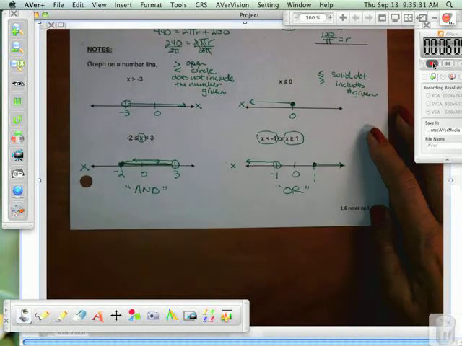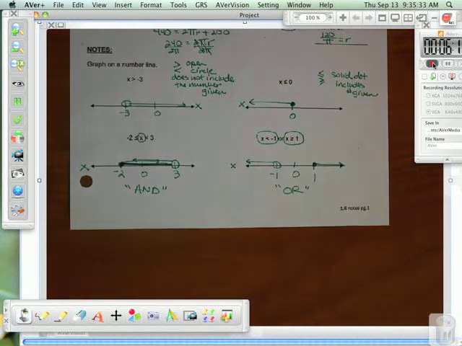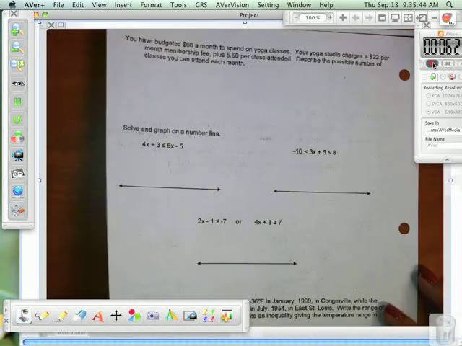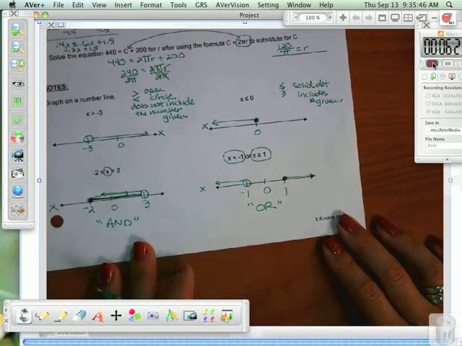And we'll get into more of that in a minute. It's either this or that. This has to meet both requirements. Okay? All right, turn it over. Did you get that? And an OR.